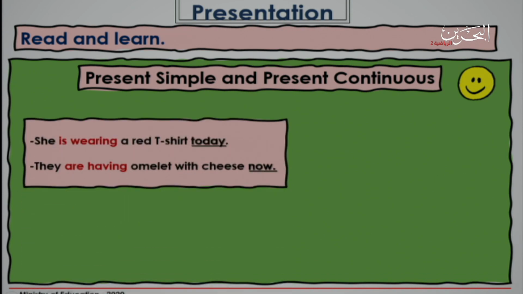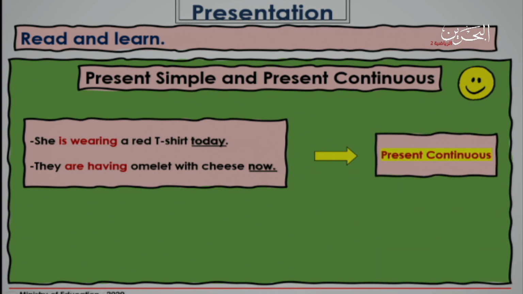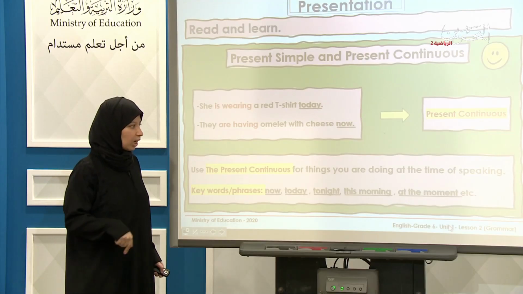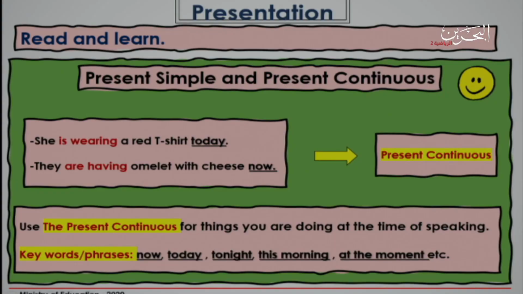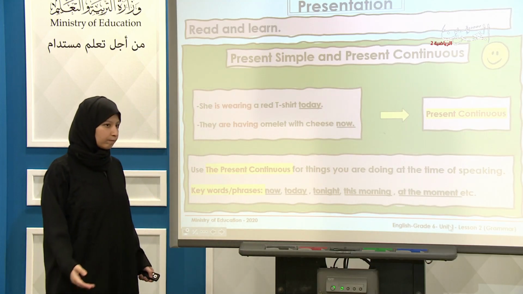Whereas in the present continuous, it's a little bit different. We have got, she is wearing a red t-shirt today. They are having omelette with cheese now. This is the present continuous. How did I know that this is the present continuous form? It's because I'm talking about the moment. I have some keywords that show the action is happening at the moment, right now, like today, now, and we have got tonight, this morning, at the moment, and so forth.